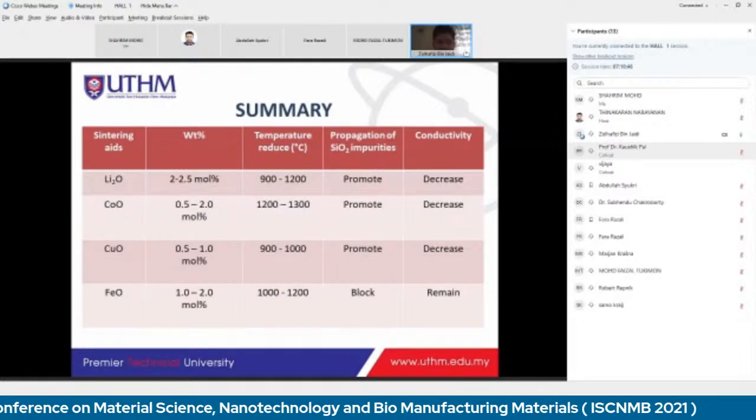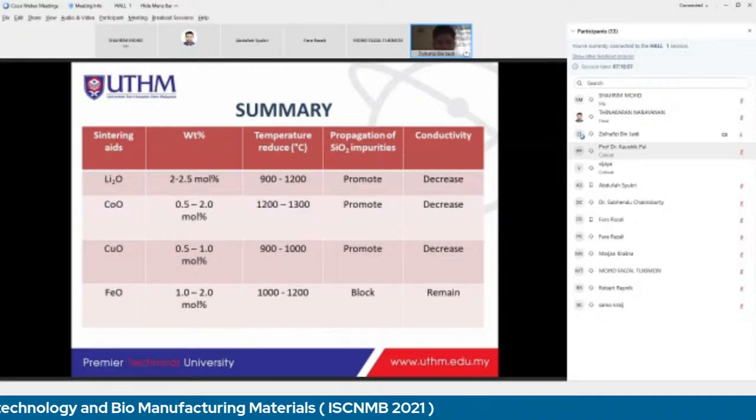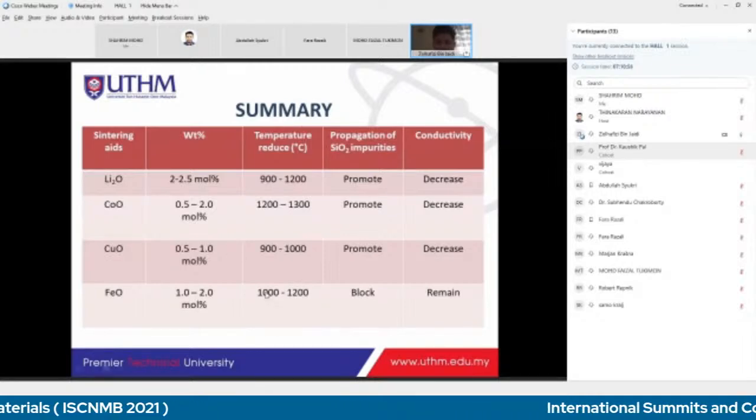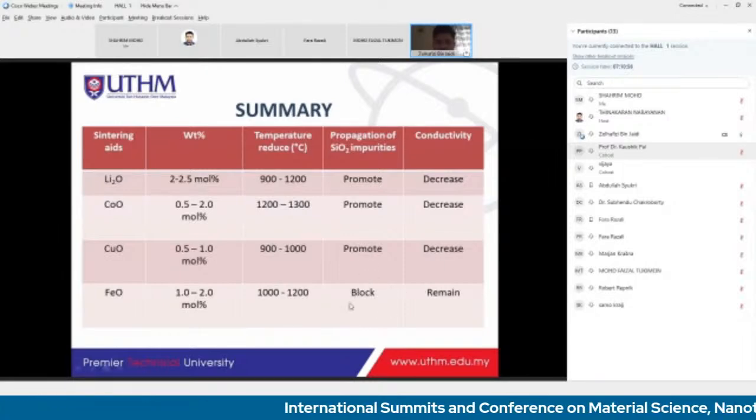But for ferrum, it's a special case because iron oxide can block the propagation of silica impurities and make the conductivity of the electrolyte remain unchanged.